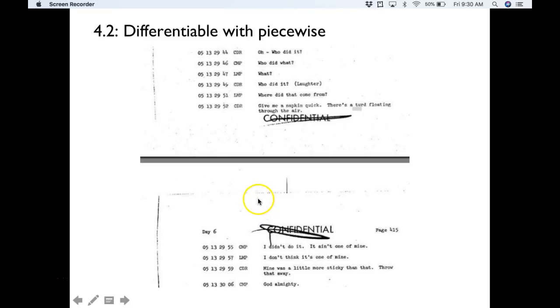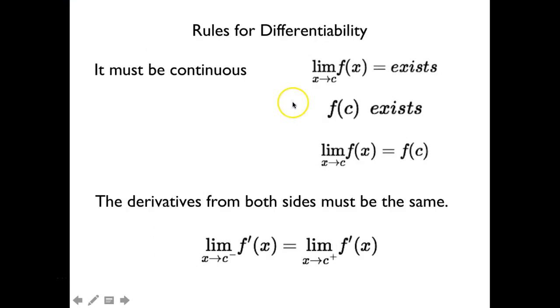Today we'll be doing 4.2, differentiability with piecewise functions. Okay, so we'll be doing these algebraically. Let's go forward. First thing to remember, for differentiability, it needs to be continuous first.